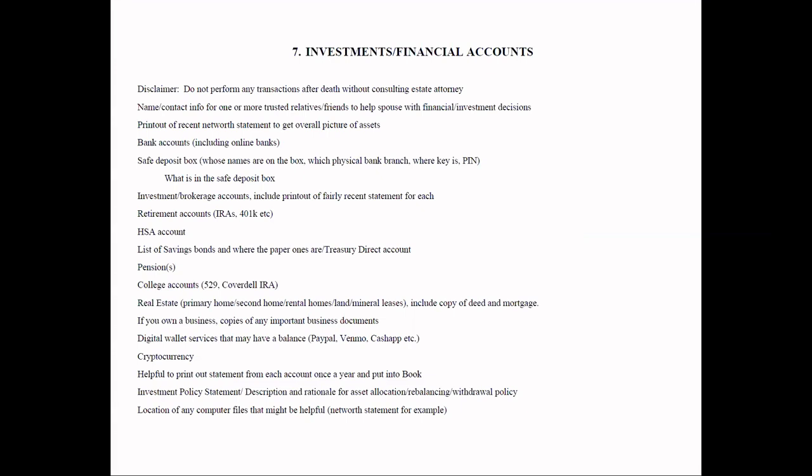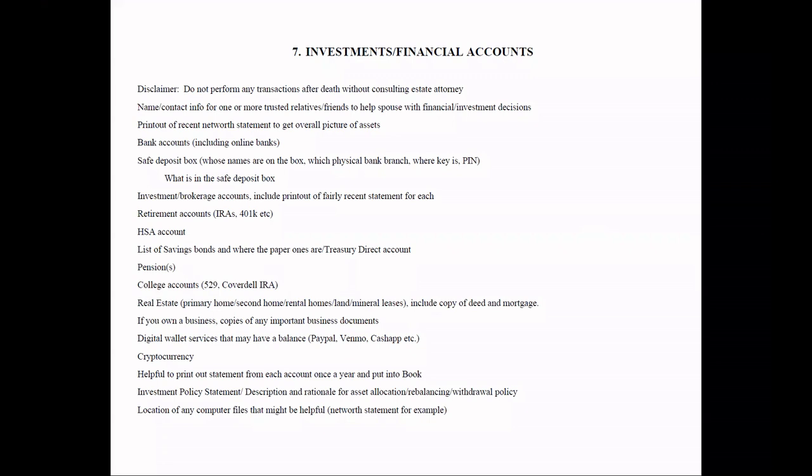Of course, you want to list all your investment brokerage accounts. It's not a bad idea to print out a recent statement maybe once a year, which will have the list of assets and the contact information for the institution. Then all your retirement accounts: IRAs, Roth IRAs, 401ks, an HSA, and savings bonds. Some people may have paper bonds. I have paper bonds and a Treasury index account, which are very hard to get into. People can't even get into their own accounts, much less somebody else's.